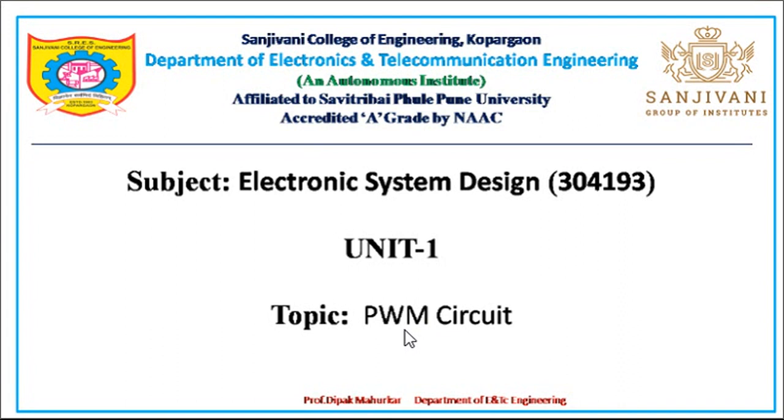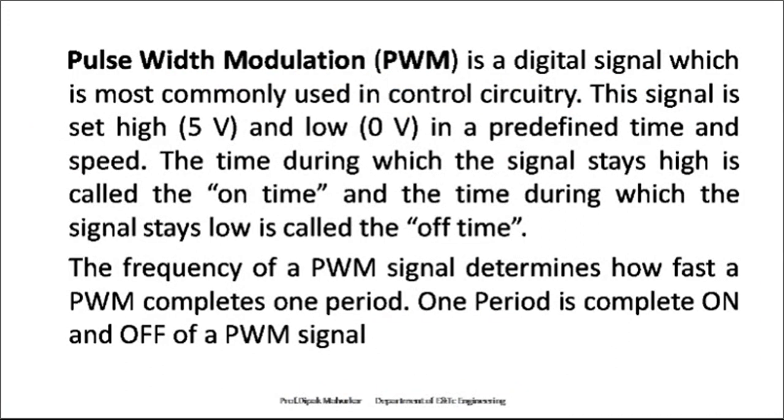Today we'll discuss PWM circuits. PWM stands for pulse width modulation, a digital signal which is most commonly used in control circuitry. This signal is set high at 5 volts and low at 0 volts in a predefined time and speed.